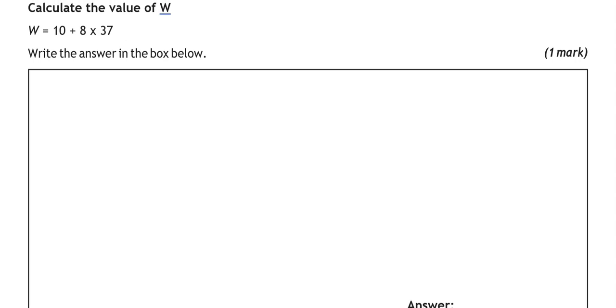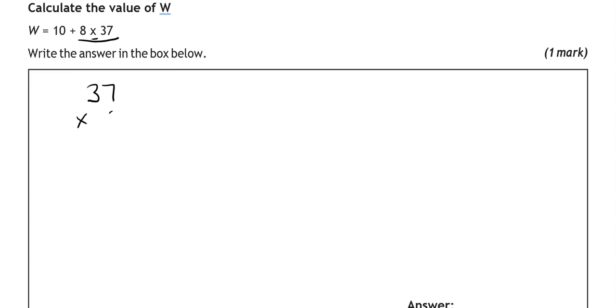Calculate the value of W. We've got W is equal to 10 add 8 times 37. Write the answer in the box below. So we know through BIDMAS or BODMAS that we need to do multiplication first. So we'll do 8 times 37 and then add the 10.